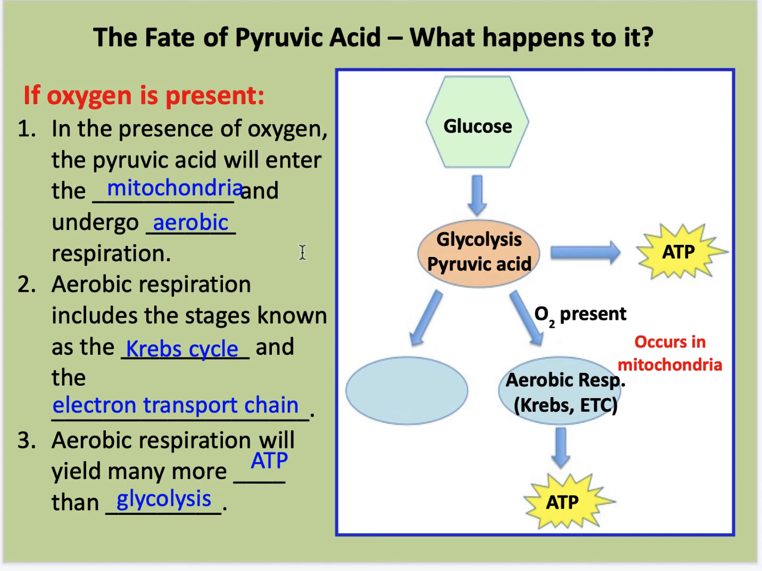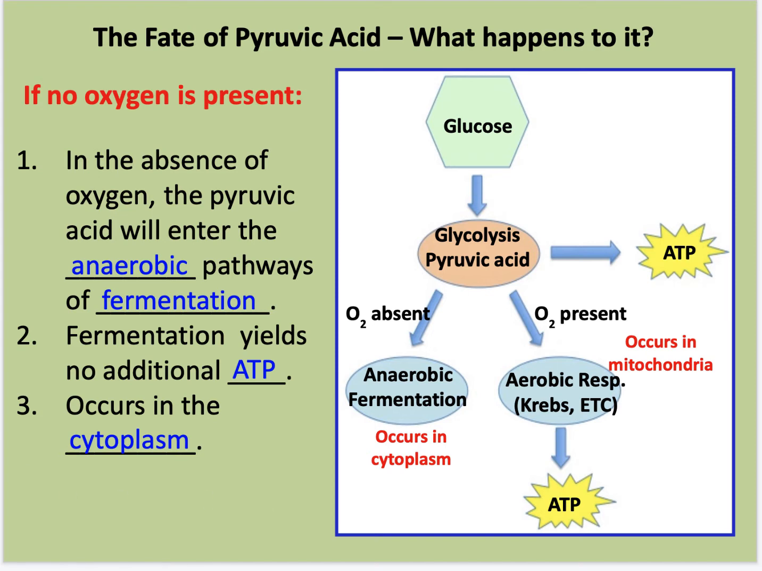If the oxygen is present, the pyruvic acid will enter the mitochondria and will undergo aerobic respiration, which means that there's oxygen present. Aerobic respiration means a respiration that is in the presence of oxygen. Aerobic respiration includes the stages known as the Krebs cycle and the electron transport chain. Aerobic respiration will yield a lot more ATP than glycolysis. As you'll recall, glycolysis will only yield 2 ATPs.